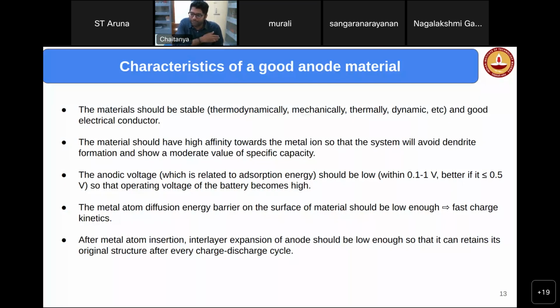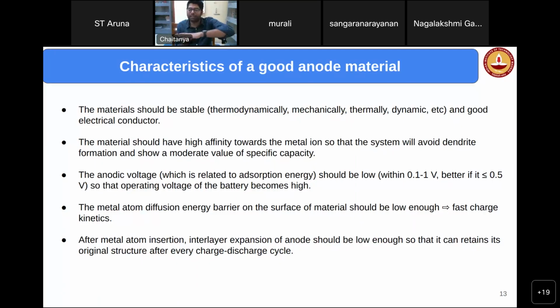Similarly, during discharge or charging, we are trying to push the lithium atoms from the cathode material to the anode material, and there also these metal ions have to go and sit on various sites of the anode material. And when you are trying to discharge, all of these metal atoms on the anode surface have to come back to the cathode surface. So they should be ready for fast charge or discharge kinetics, and for that you need a very low diffusion barrier for the metals hopping from one place to the other.